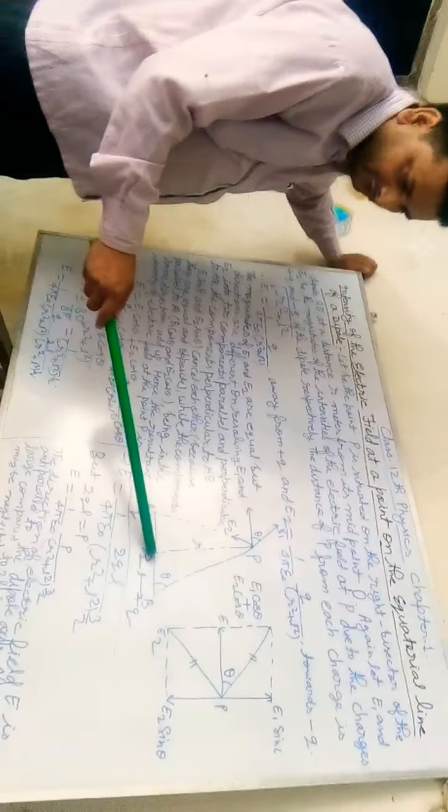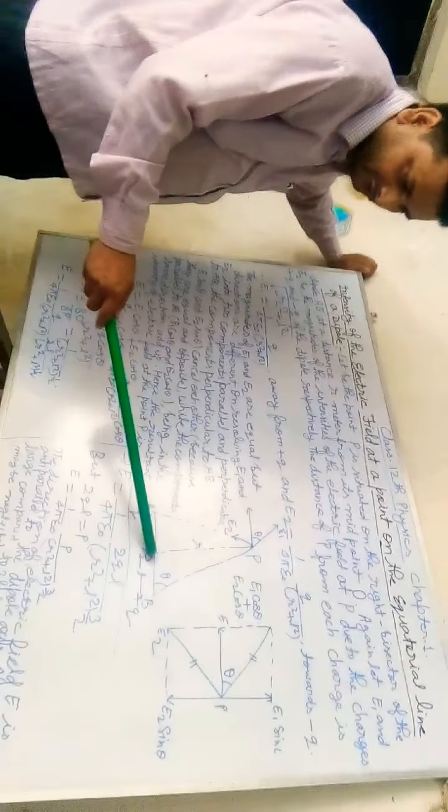The direction of the electric field E1 is away from the plus Q charge, and the intensity of electric field E2 equals 1 upon 4 pi epsilon 0 Q upon r square plus L square, and the direction of this electric field intensity is towards the minus Q charge.